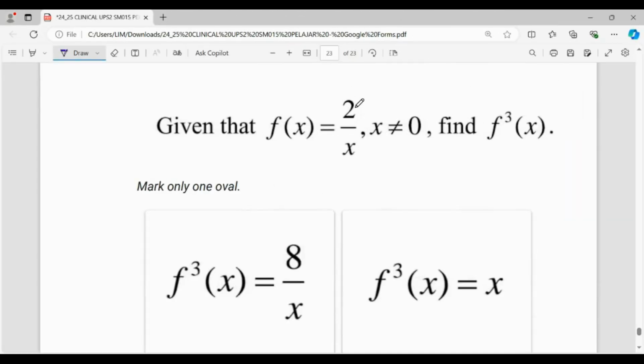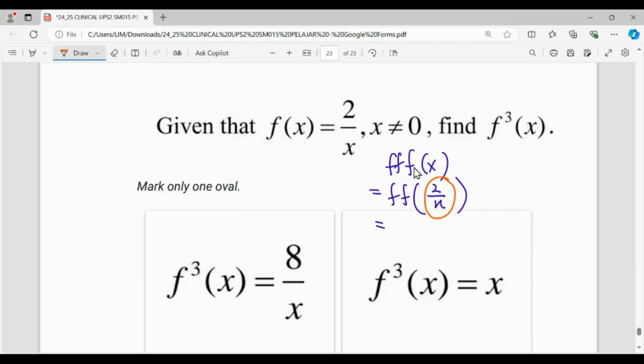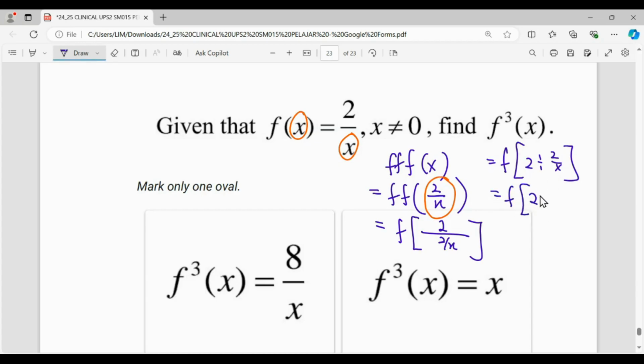Then given that here is a rational function, we need to find this composite. So f cubed means f(f(f(x))). We need to substitute this 3 times. Firstly, we substitute f(x) first, 2 over x. Then we substitute this 2 over x into the place of x here. Therefore, you have 2 over 2 over x. So 2 over 2 over x, we simplify, means 2 divided by 2 over x. We invert it, it becomes multiplying by x over 2. So simplify, it gives us f(x).